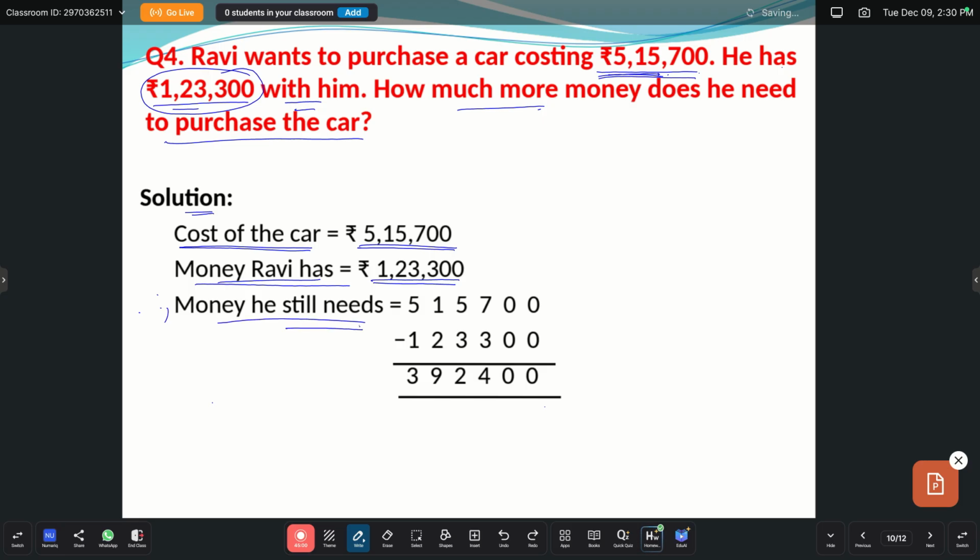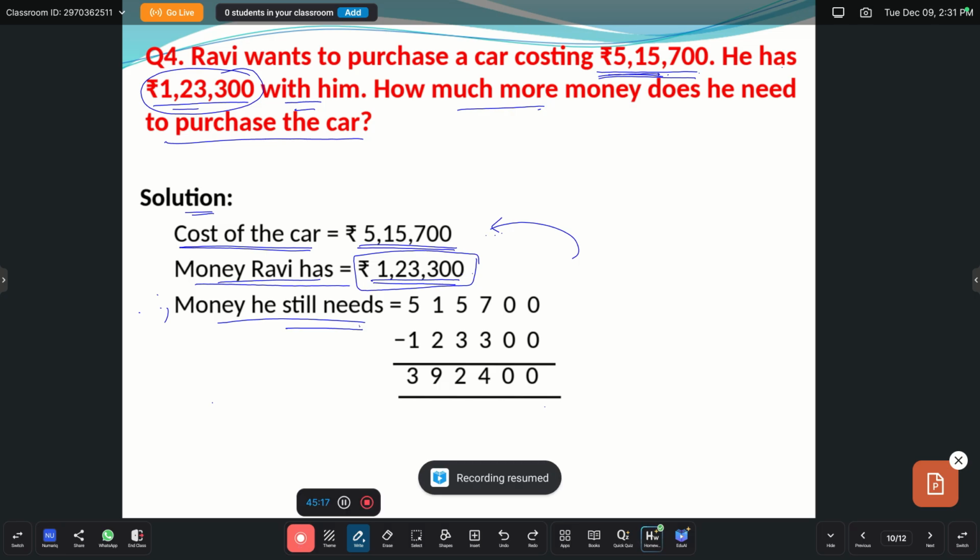He needs more. Okay. For these type of questions, what you will do is that you will subtract the money that this Ravi is having. You will subtract that much money from the total cost of the car. From the total cost. Okay, beta. So tell me, what is the cost of the car? The cost of the car is 5,15,700. Okay, and how much money he has? He has this amount of money. Okay, now we will subtract this.